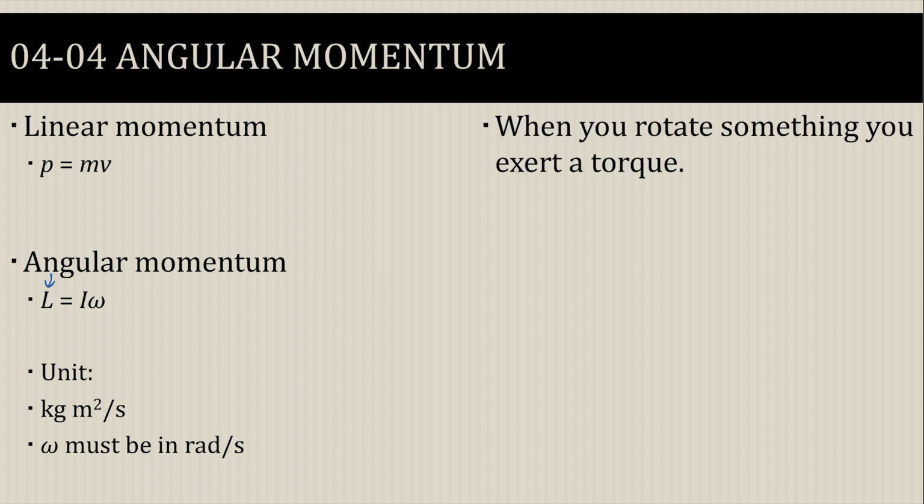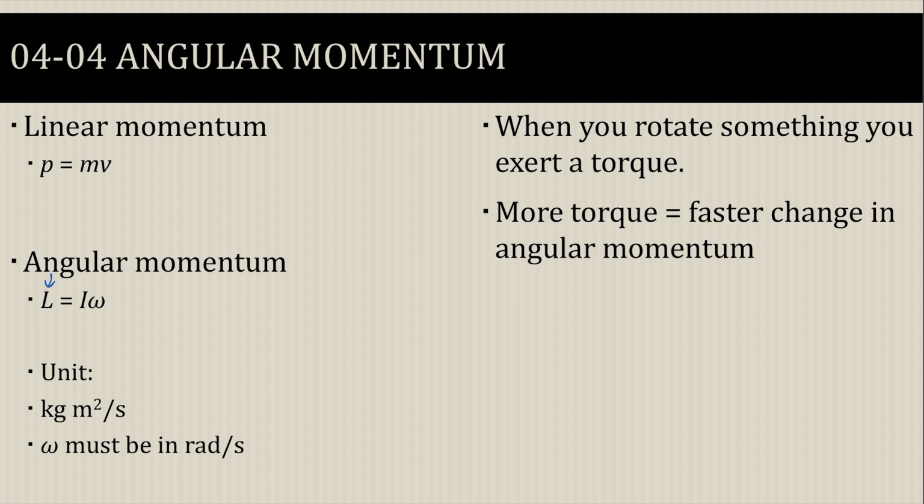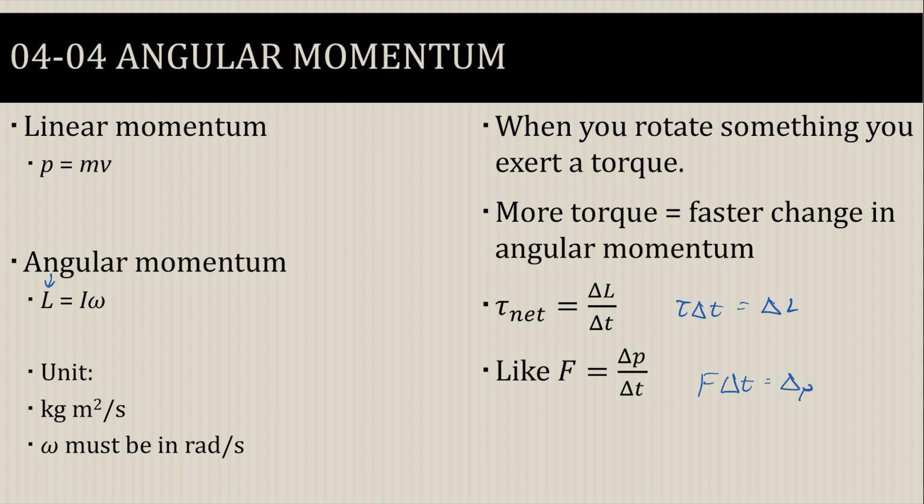When you rotate something, you exert a torque. More torque means a faster change in angular momentum. So our net torque is our change in angular momentum over time. Or if you'd like, torque times t equals our change in angular momentum. Just like linear, force was the change in momentum over time, or the impulse was our change in momentum. Same idea.